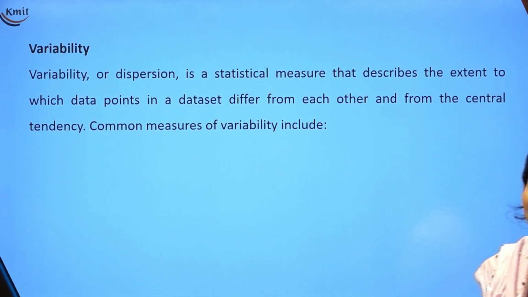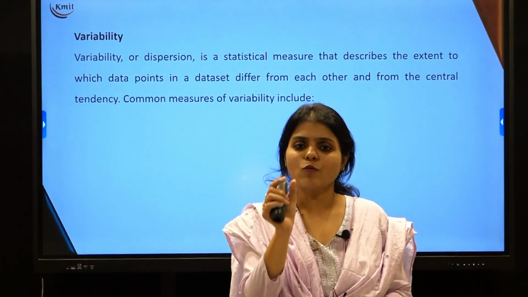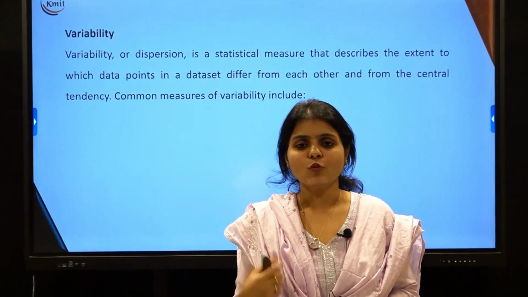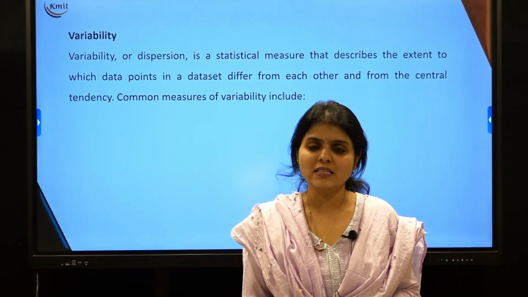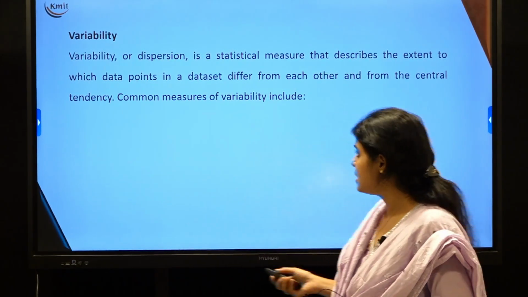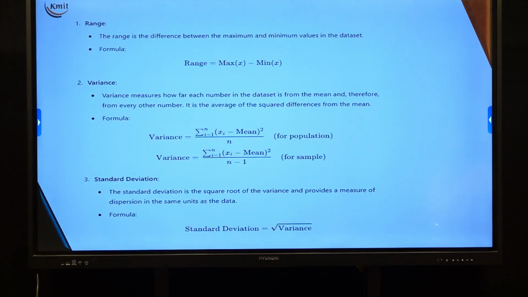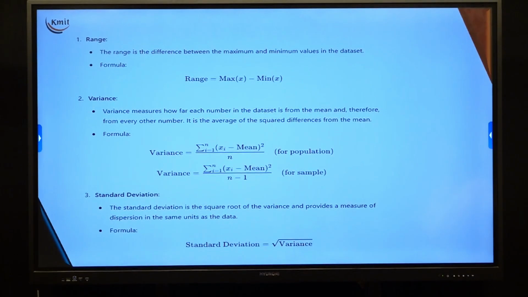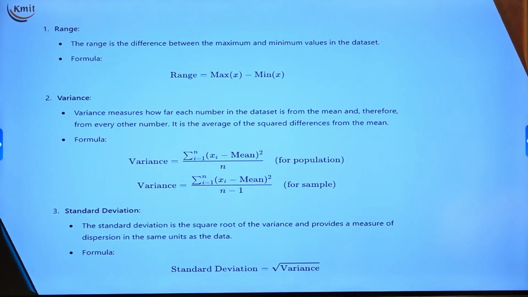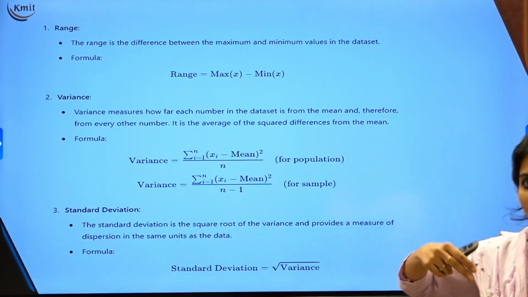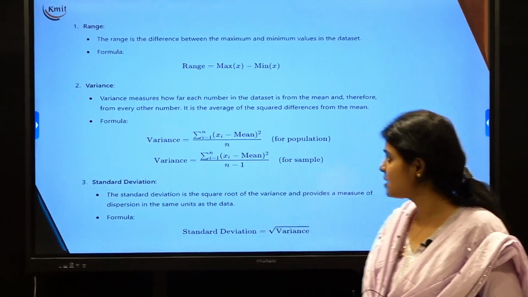And then we have seen variability also. Central tendency gives us one value representing the entire data set, whereas variability gives us the spread of the data, how far the data points are spread. It is the dispersion, a statistical measure that explains how data points differ from each other. And we have seen three important concepts of variability. First, range, which represents the difference between the minimum and maximum value in the data set. Then variance, which measures how far each number in the data set is from the mean; how each data point is dispersed from the mean is represented as variance.